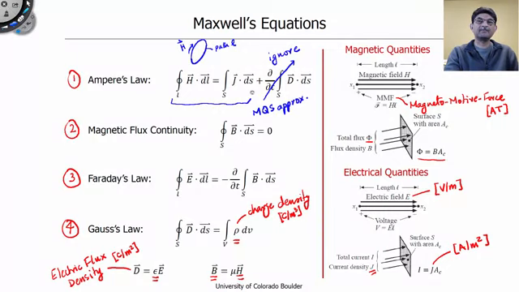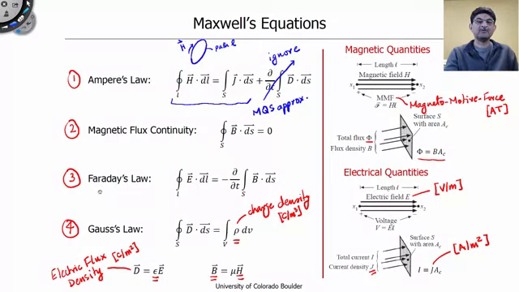The second of Maxwell's equations, which is the magnetic flux continuity equation, simply states that the net total flux going into some closed surface must be equal to 0, i.e., the total flux going into some closed surface must equal the total flux exiting that closed surface. This makes sense since there are no magnetic monopoles.